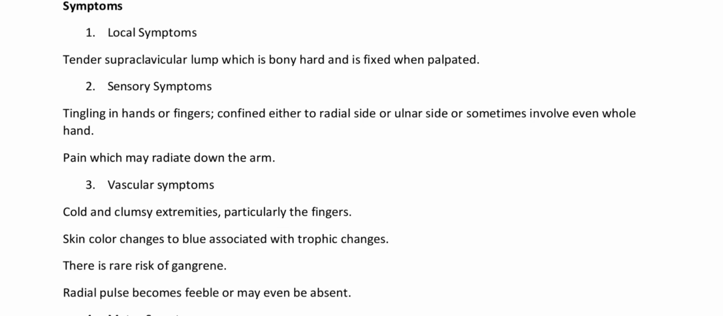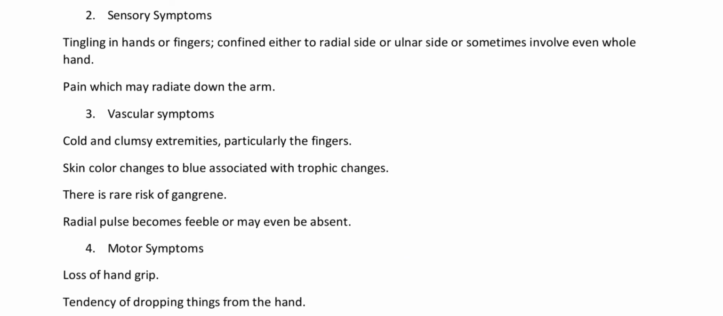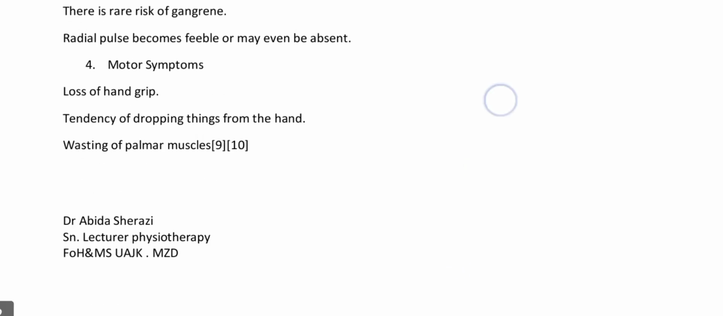Third one is vascular symptom: cold, clumsy extremity, particularly the fingers. The skin color changes to blue, associated with trophic change. There is a rare risk of gangrene. The radial pulse becomes feeble and may even be absent. Next one is the motor symptom. What are the motor symptoms? Loss of hand grip, tendency of dropping things from the hand, and wasting of the palmar muscles.